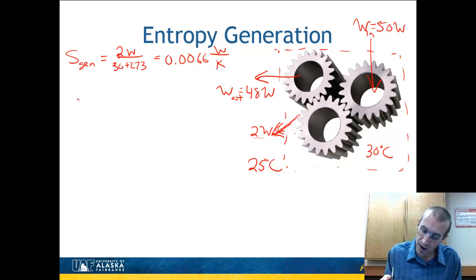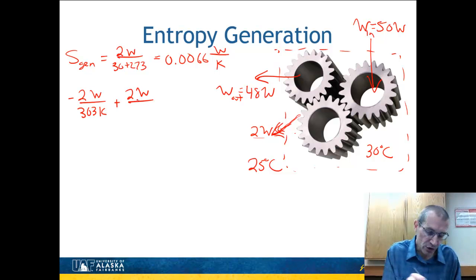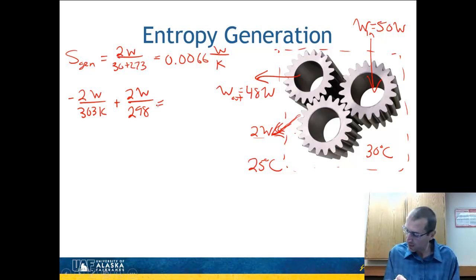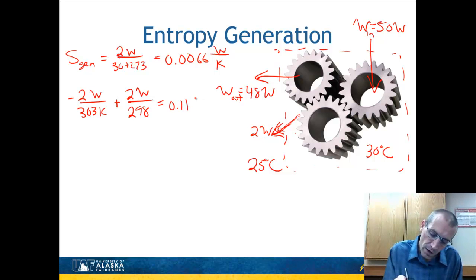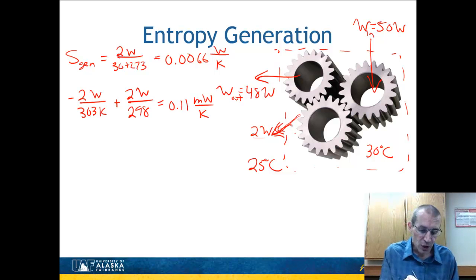We can find out what that amount is, and so we'll just add up minus 2 watts that leaves the high temperature, so that's 30 degrees or 303 Kelvin. And then the 2 watts is entering this at 298 Kelvin or 25 degrees Celsius. And that comes out to be 0.11 milliwatts per Kelvin. So there's the entropy being generated as the 2 watts crosses the boundary of the gearbox.